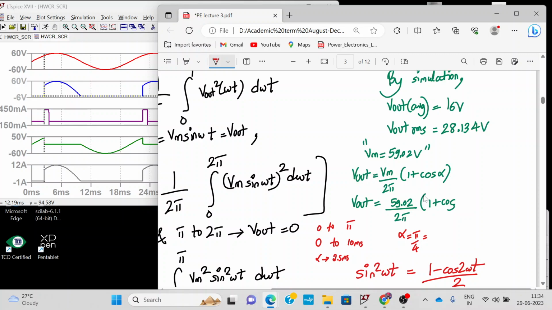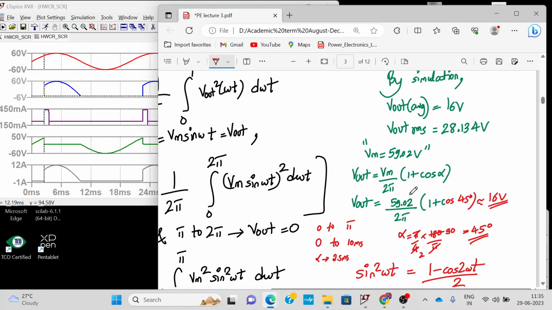How do we get 45 degrees? Pi by 4, we multiply it by 180 by pi. So this pi and pi get cancelled, this is 180 by 4, and this becomes 45 degrees. That's how we got alpha as 45 degrees. So here we can substitute, 1 plus cos 45 degree, and if you plug in the values, that will be close to around 16 volt. You can cross check the answer.